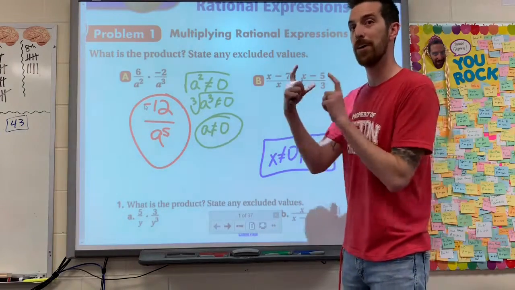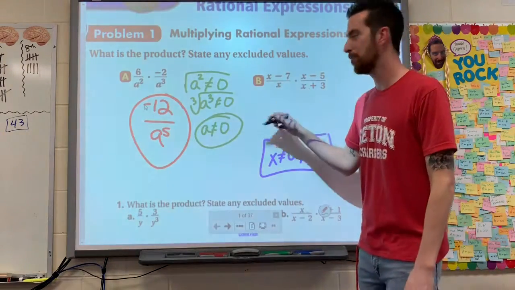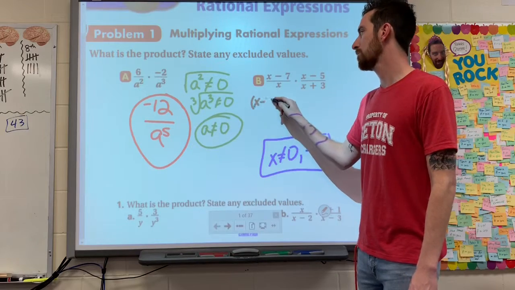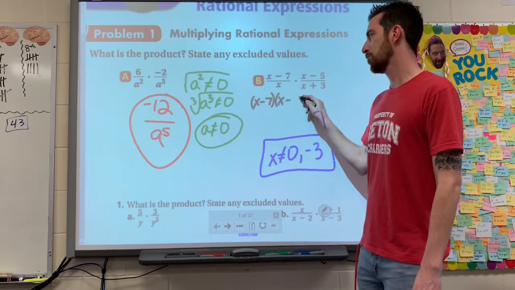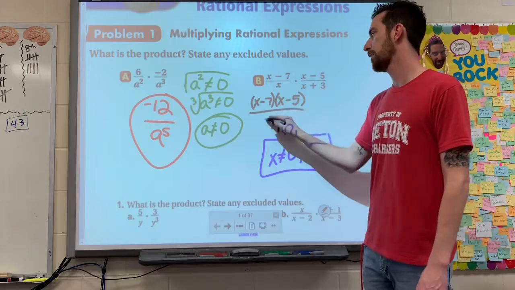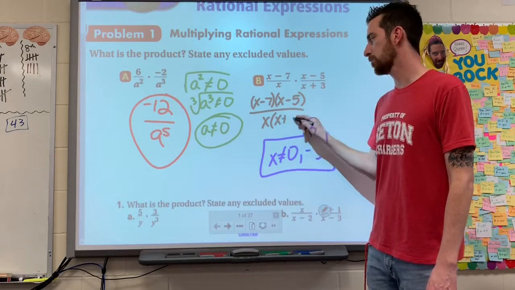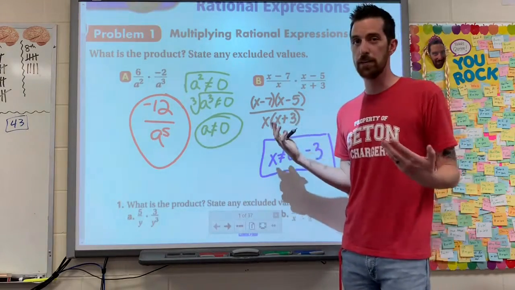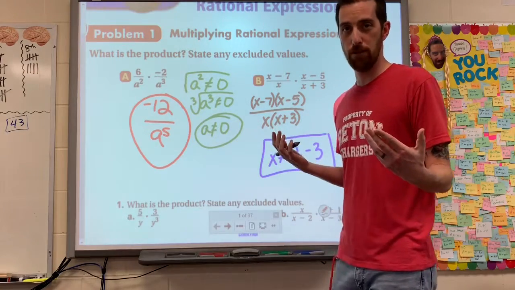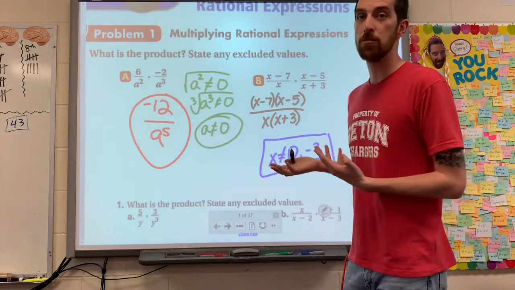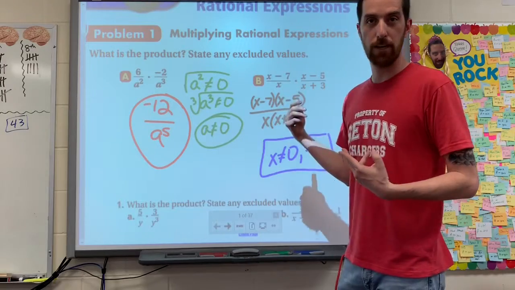Sometimes people like them factored out for their final thing. Like they would write it just x minus 7 times x minus 5 over x times x plus 3. Some people like it like that. Depends on what your teacher's looking for there. Great. Some people like you to actually FOIL it out and distribute.